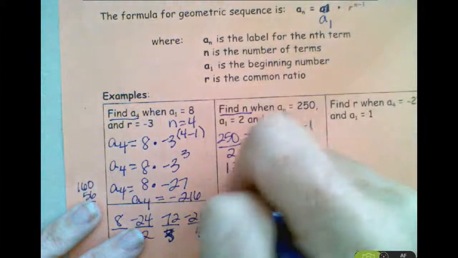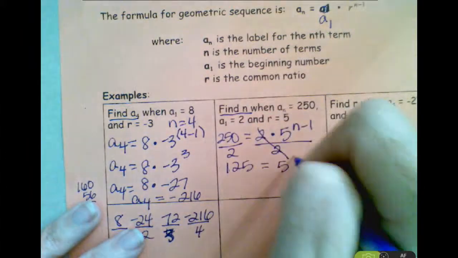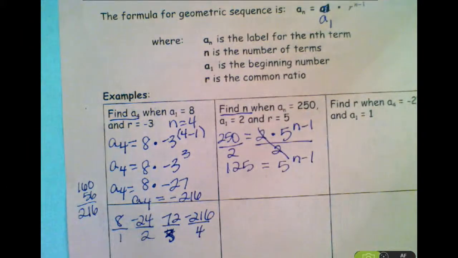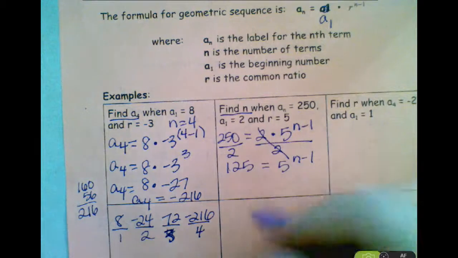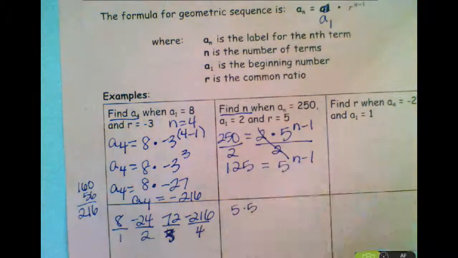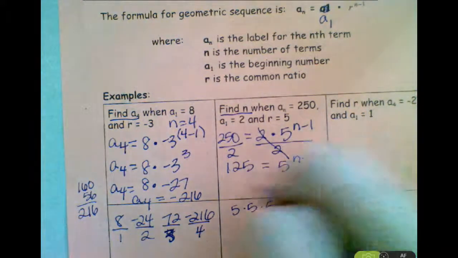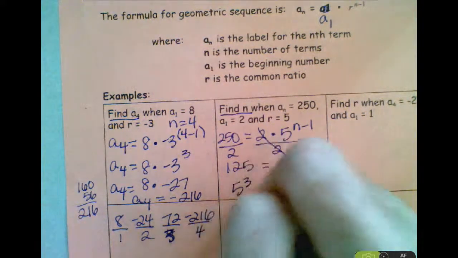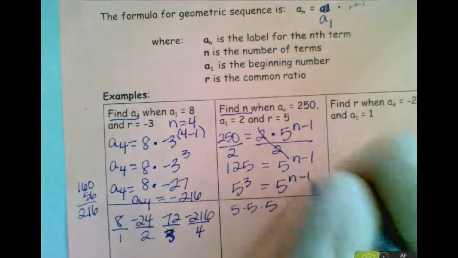Good. So we have 125 equals 5 to the n minus 1. So I'm trying to figure out 5 to what power gives me 125? Is it to the 5th, or to the 3rd? So let's try. 5 times 5 is what? 25. Times 5 is 125, right? So 125 is the same thing as 5 to the 3rd, right?